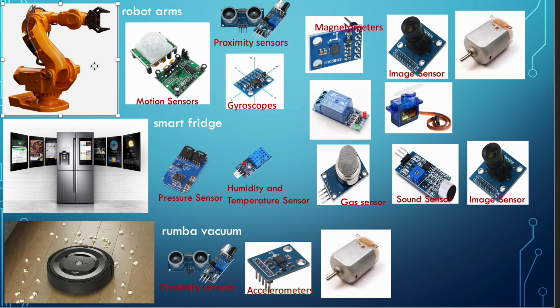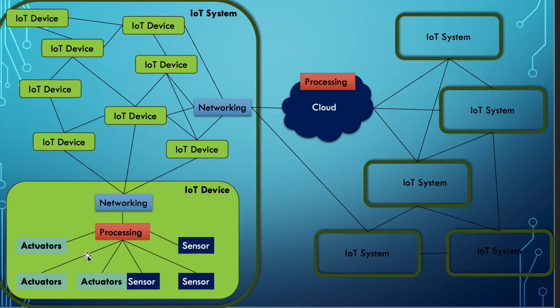If it wants to move forward, the motors will start working and it will move forward. When it comes near an object, the proximity sensors will trigger and inform according to the code: you are going near an object, do not crash into it. So the processors will process that data and run a command to the actuator, which is the motor in this case, to stop moving, right? So these things are done inside the IoT device itself, right?